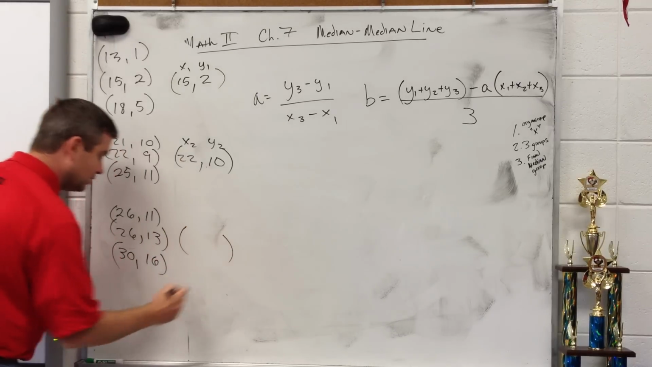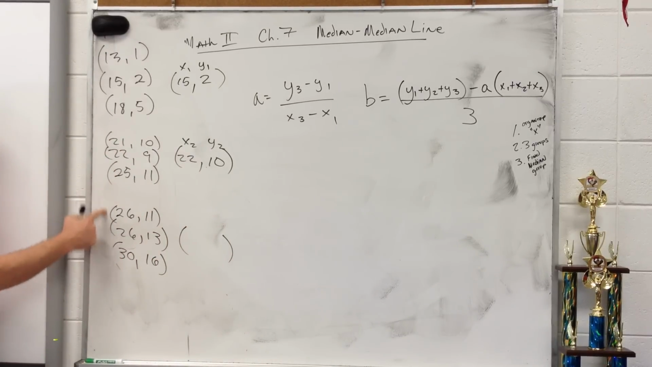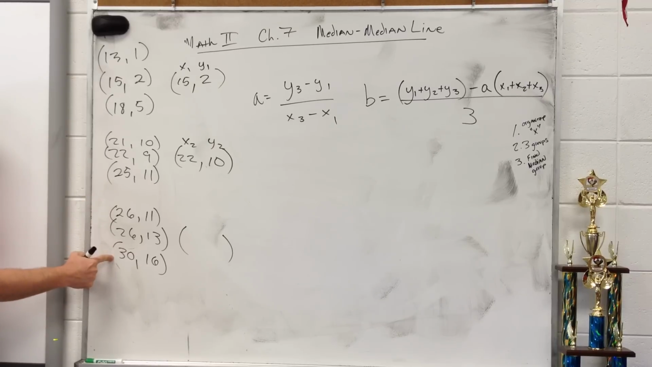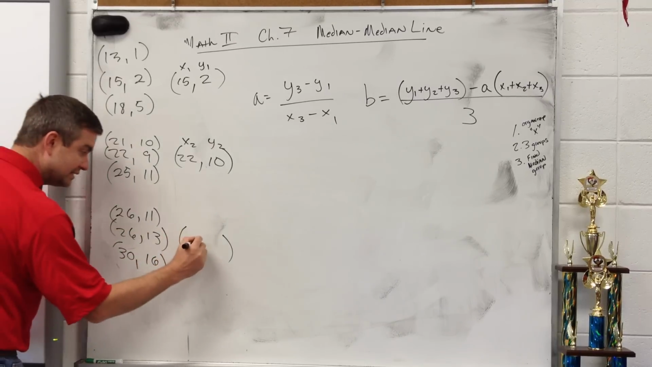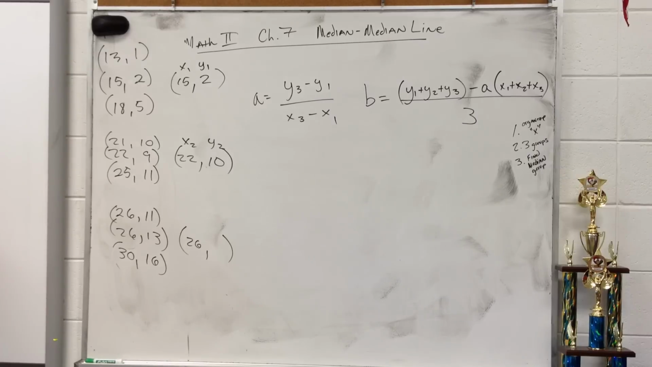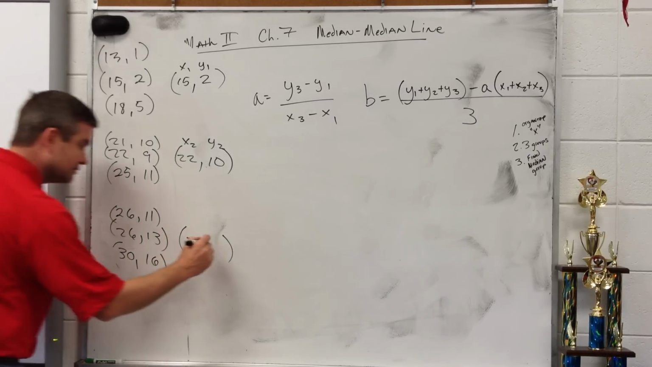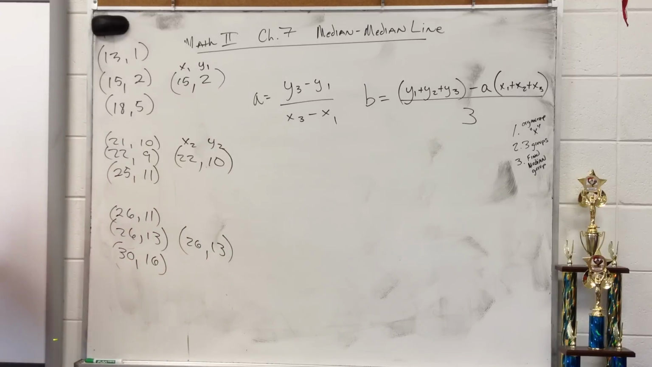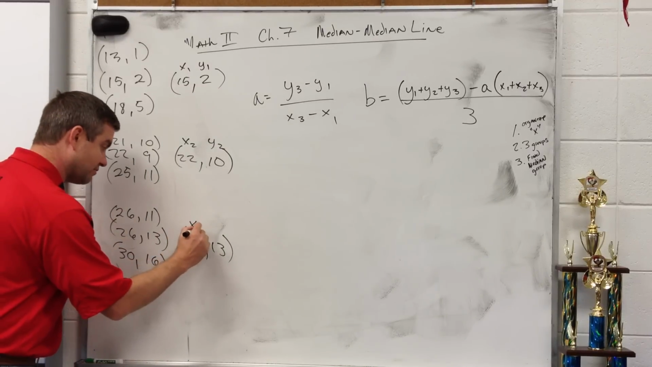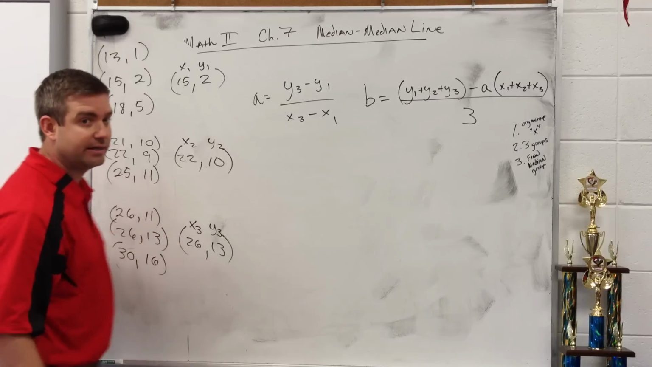All right, how about this one? The x median is going to be what? 26, 26, and 30. What's the middle? 26. It's right in the middle, believe it or not. What is the y median? 13. Because we put it in order, it gave us that. So there's my x3, and there's my y3.